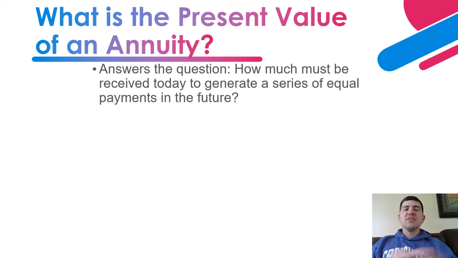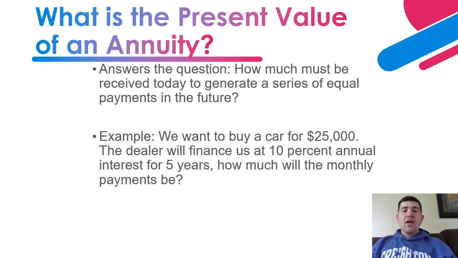But sometimes we don't want to know what we're going to have in the future. We want to know what those future payments are worth today. And that's what the present value of an annuity is. So let's say you're not worried about saving for retirement. You're at retirement age and you want to guarantee that you're going to get a series of payments every month to live off of for the rest of your life. What's that worth to you? Loans are a great example of this.